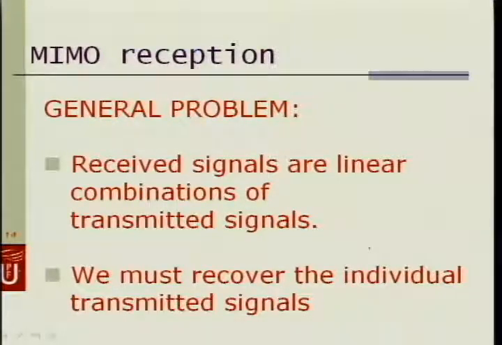So the general problem of MIMO reception is that we have a received signal. We have seen it before in the case of a 2x2 antenna: a received signal, a linear combination of the transmitted signals, and we want to recover the individual transmitted signals. While multiple receive antennas have been in use for many decades, the use of multiple transmit antennas came into play only a few years ago, just because of the difficulty of separating these signals.